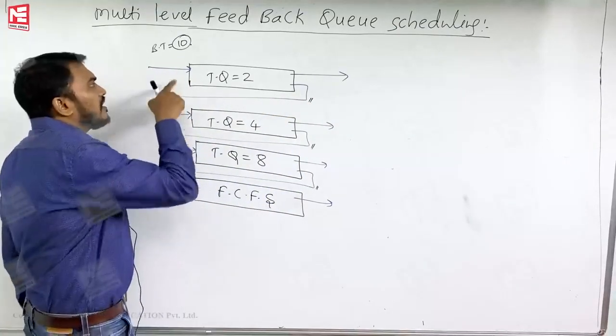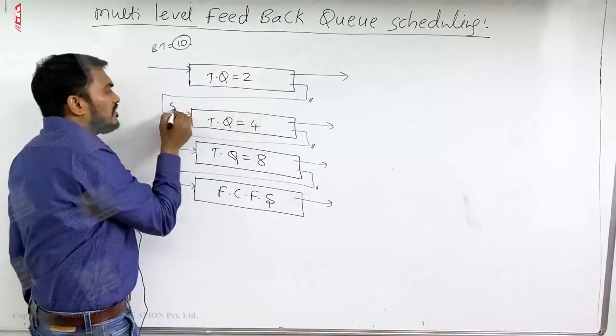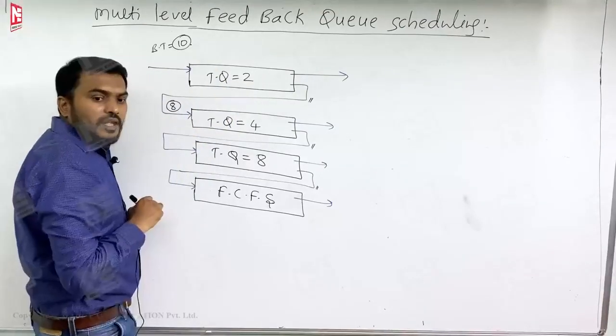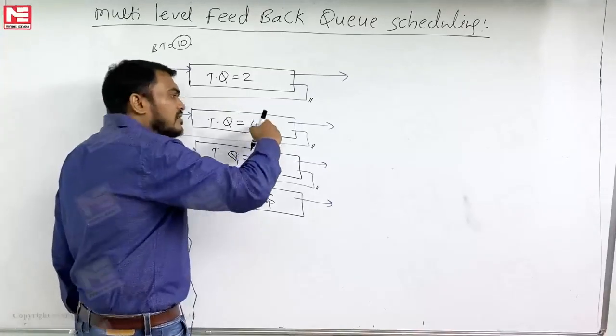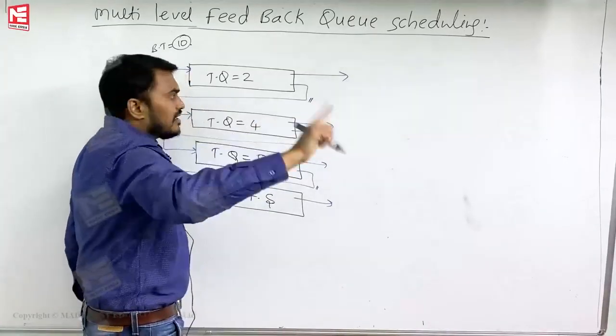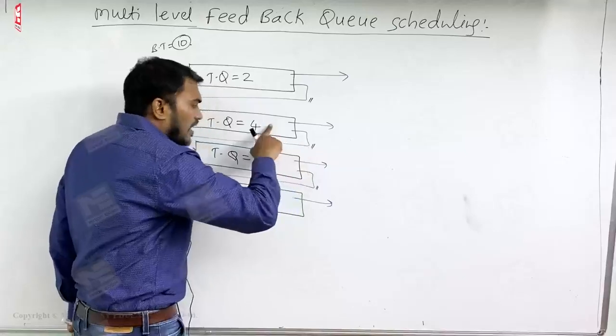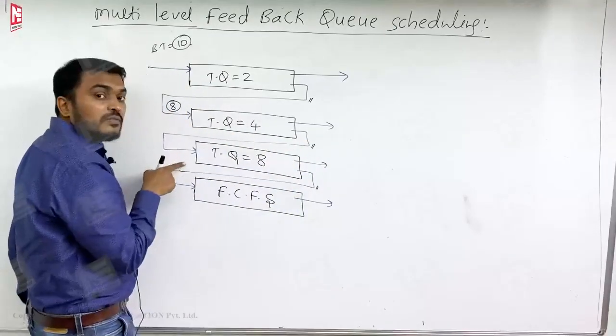So what is the remaining burst time? Out of 10, 2 is gone. So the remaining burst time will be what? 8. And remember, in the next level it will execute for time quantum 4. If it completes the execution, it will go to the termination state. Otherwise, it will be interrupted again and placed in the next level ready queue with the remaining burst time.